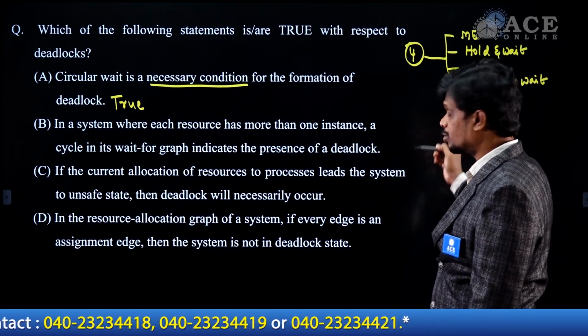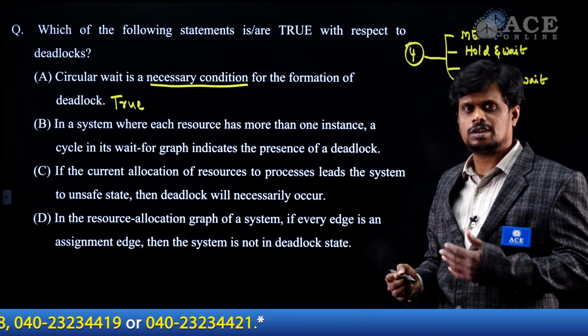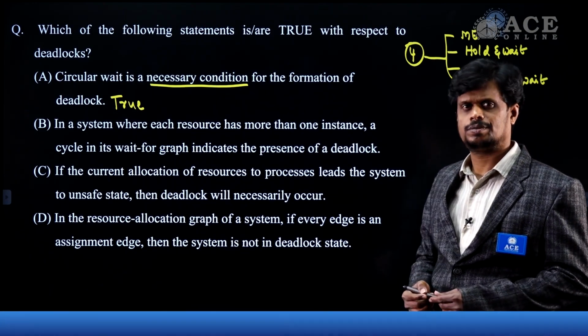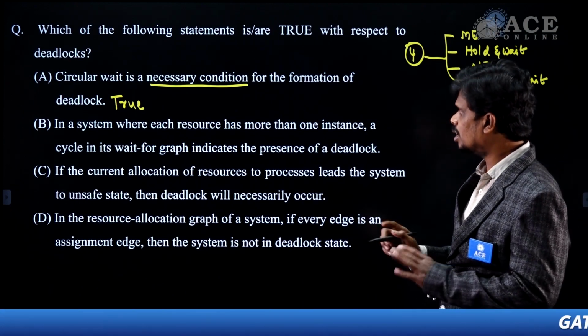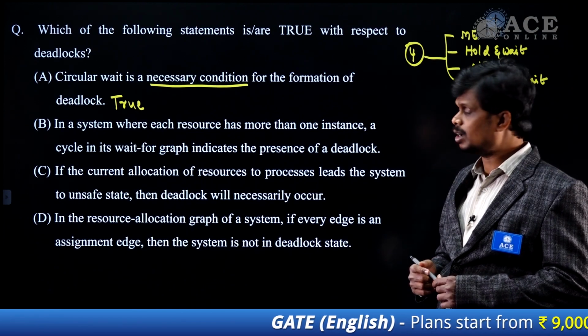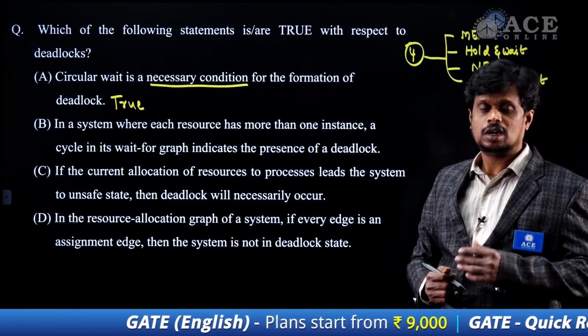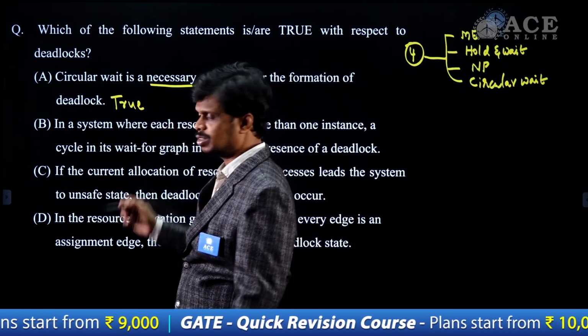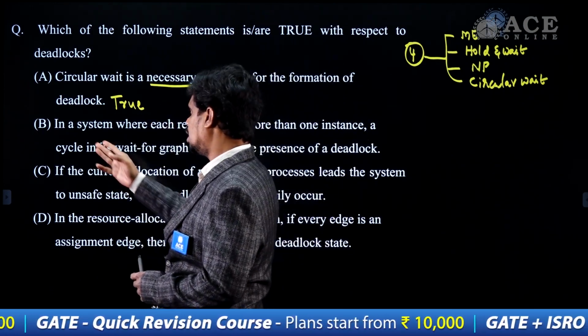So if all these 4 occur simultaneously in the system, then we can say that the system is in deadlock state. So circular wait is a necessary condition. Of course, it is the correct statement. It is a necessary condition but not a sufficient condition for formation of deadlock in the system. Hence, this statement is true. Then coming to option B.